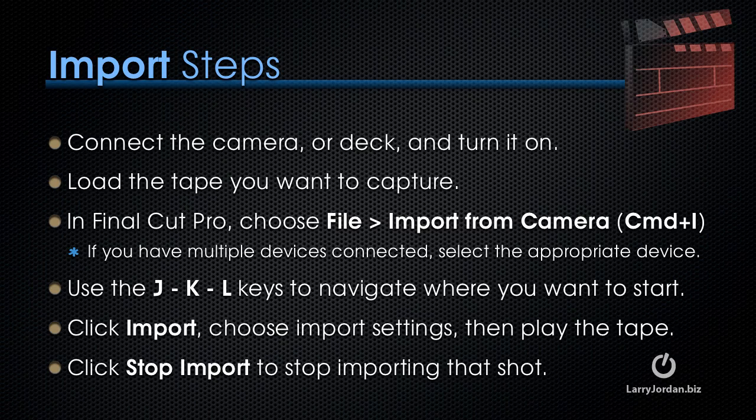So here are the steps to import from tape. You connect the camera or the deck and turn it on. Load the tape you want to capture. In Final Cut Pro, choose File, Import from Camera. Keyboard shortcut is Command-I. If you have multiple devices connected, then just select the appropriate device. Use the J, K, and L keys to navigate the tape to where you want to start. Click the Import button on screen, choose your import settings, then play the tape. Click Stop Import to stop importing that shot.